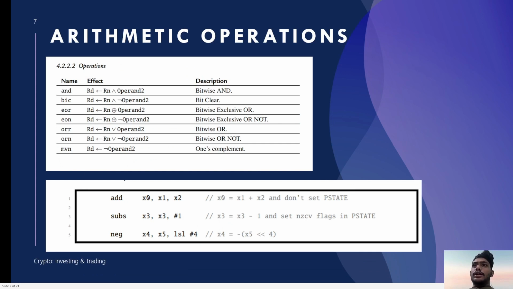So we can take a look at bitwise AND, bit clear, bitwise exclusive OR, bitwise exclusive OR not, bitwise OR, bitwise OR not, and one's complement. The optional S specifies whether or not the instruction should affect the flag bits in the present state. And we have an example of the same in front of us.